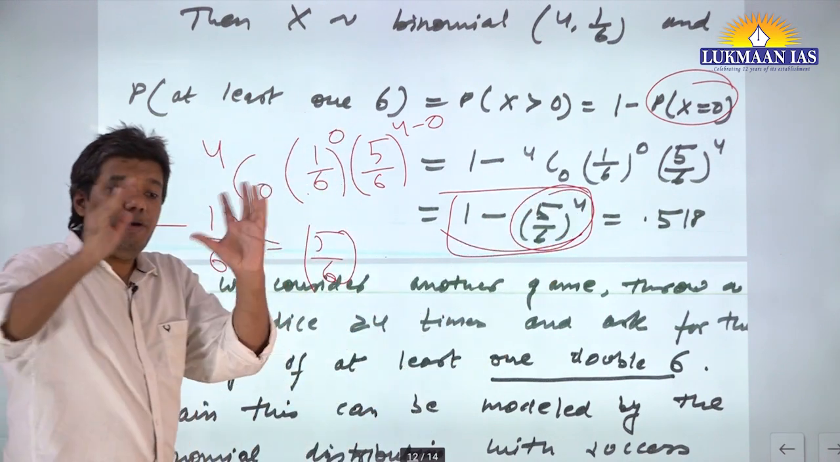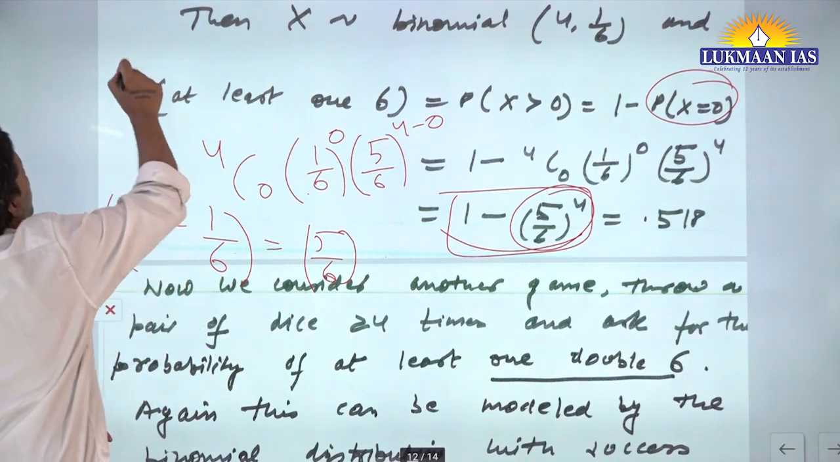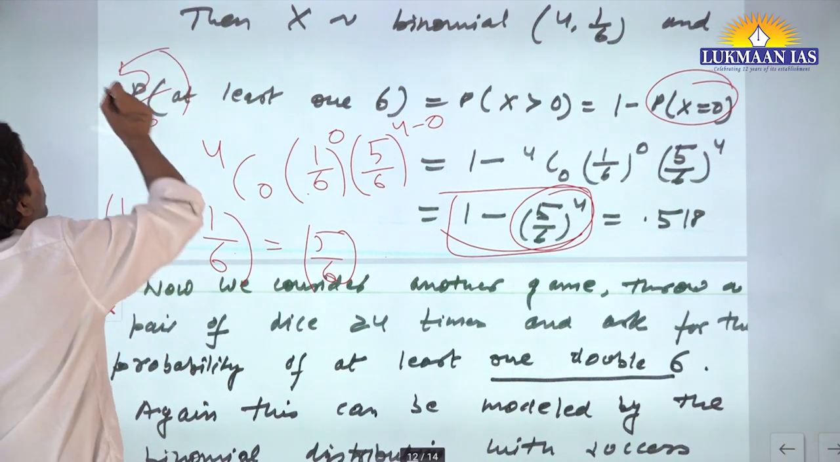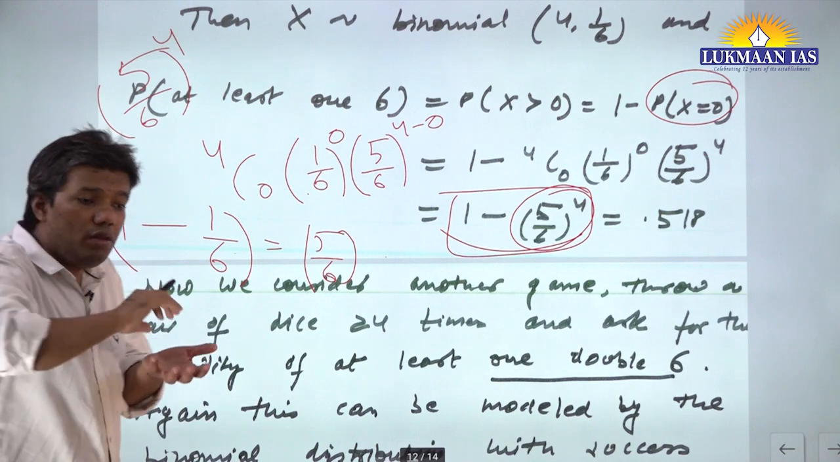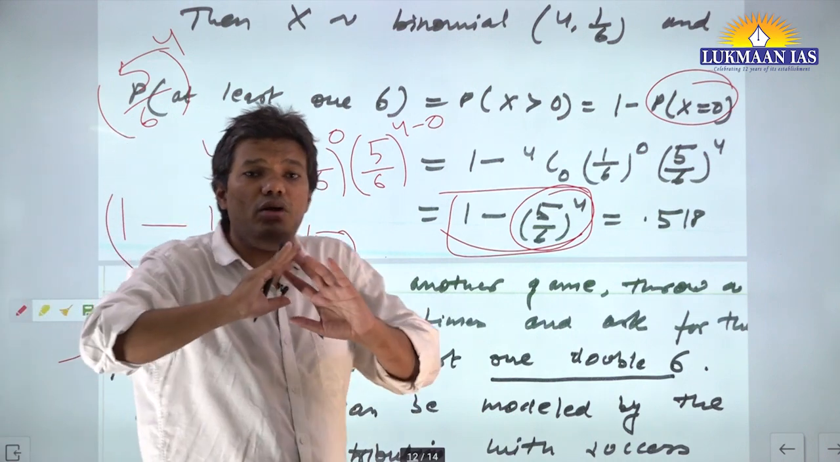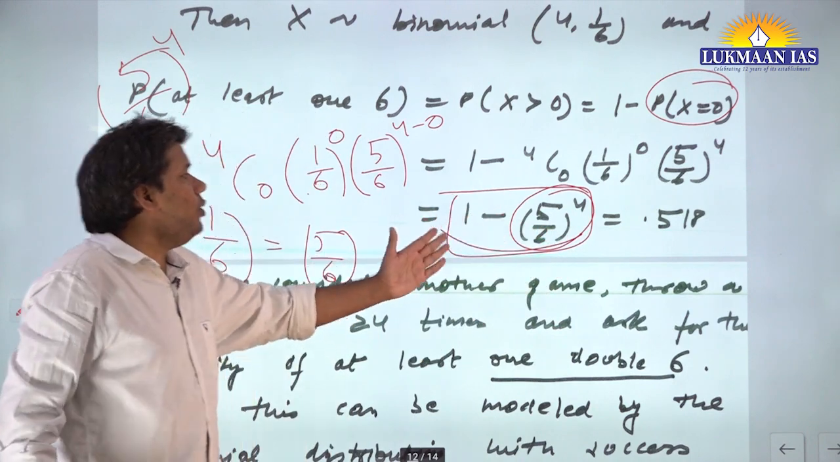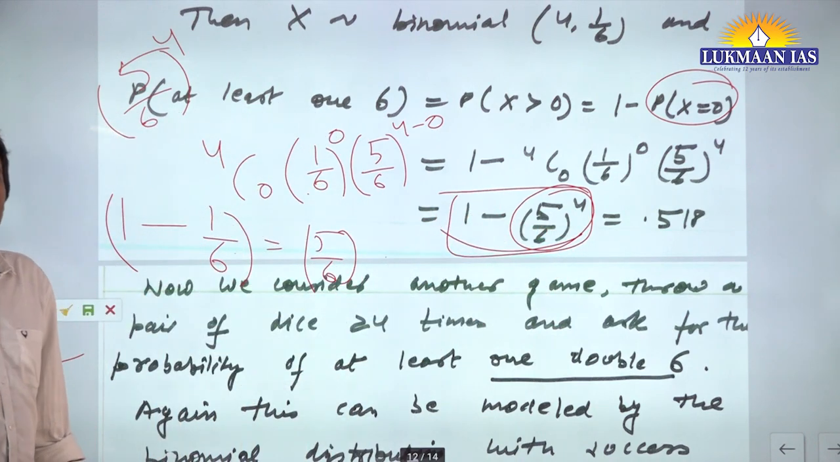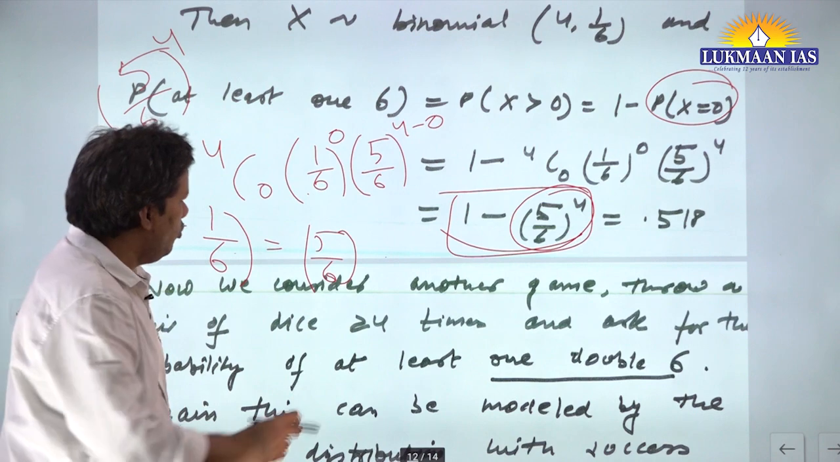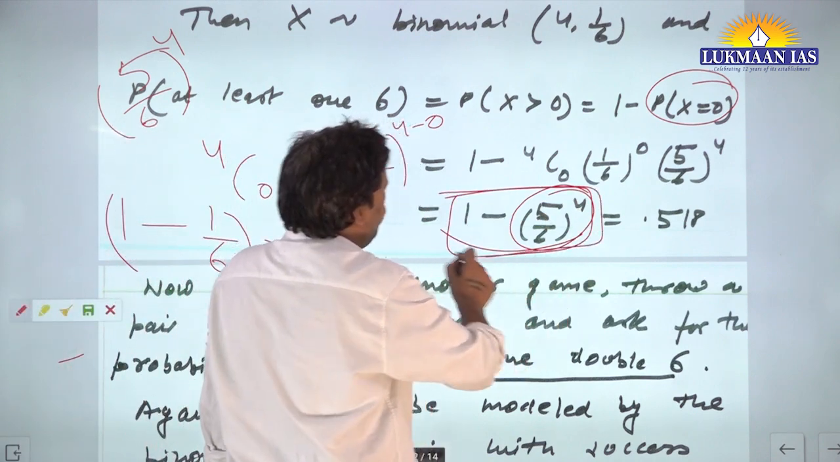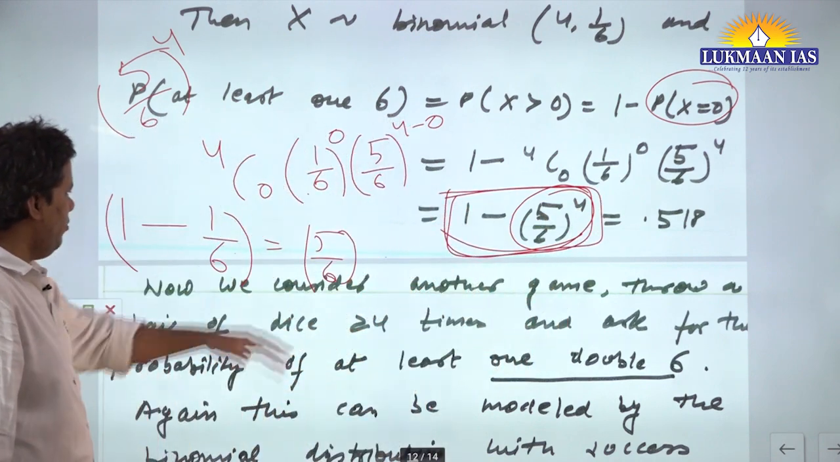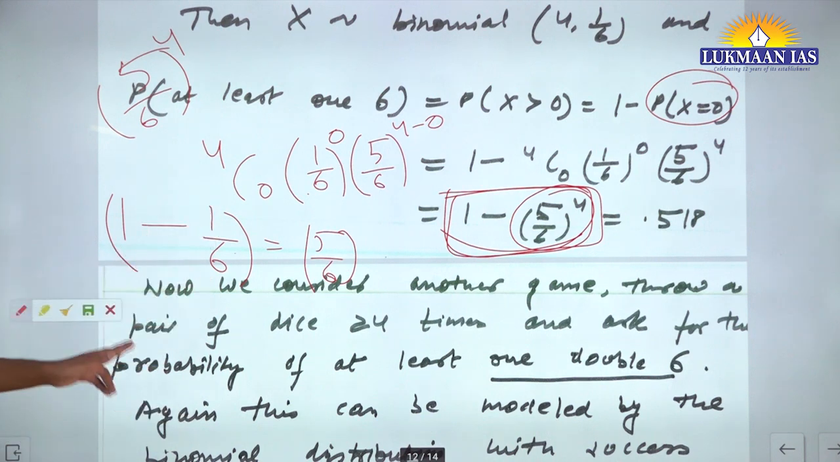So 5/6 to the power 4 will give you the probability that you roll the die 4 times and there is no 6 in any of the cases. If you subtract that probability from 1, you get the case that at least one 6 has come. This is for those students who do not have a foundation in binomial knowledge, and you can think of it directly.